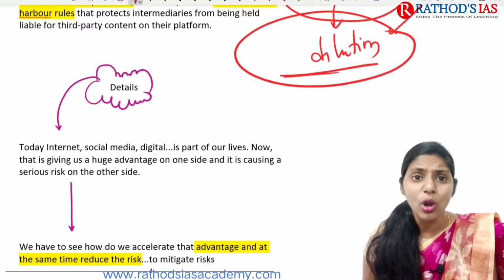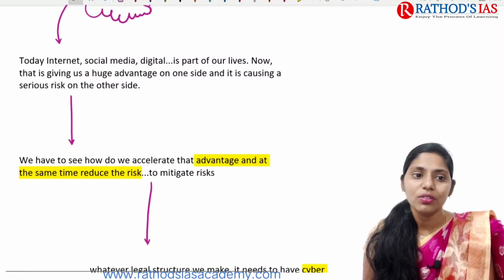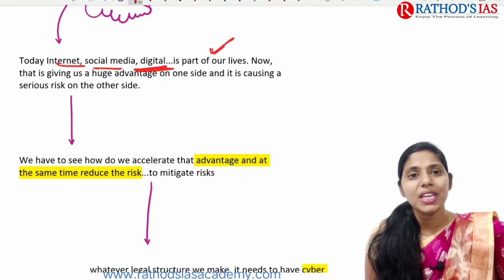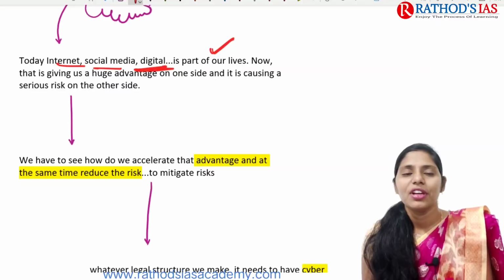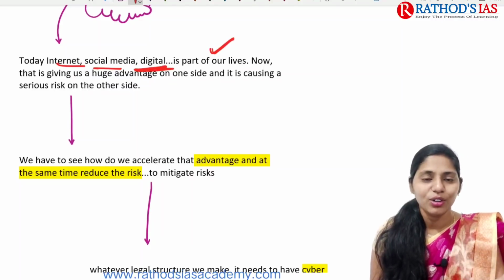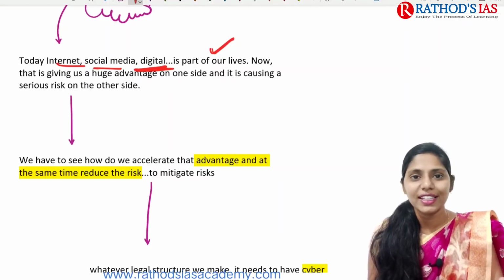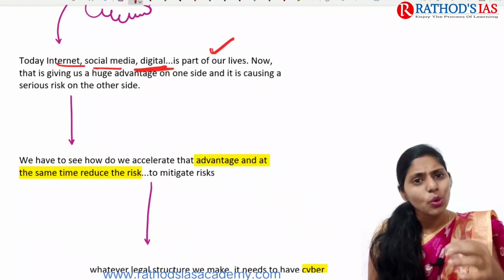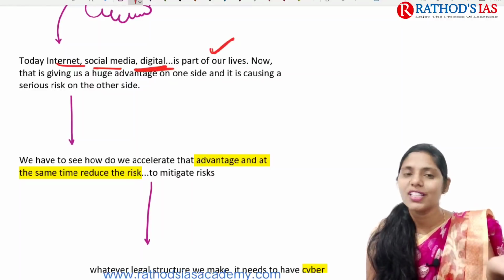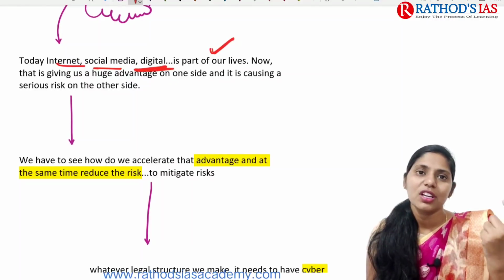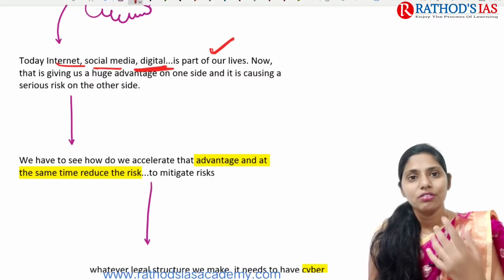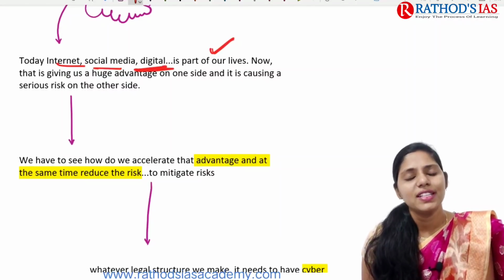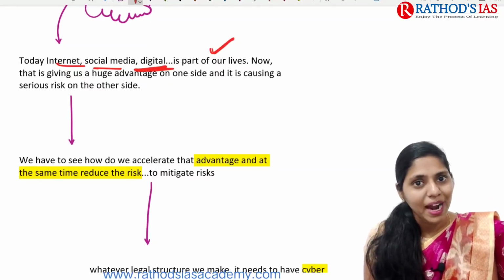So if you look at some important details, today internet, social media and digital platforms have become an important part of our life. From when we wake up until we go to sleep, by 11 or 12 at night, we are using social media platforms. For example, Instagram became very famous, Twitter, Facebook, WhatsApp, Telegram, like that.